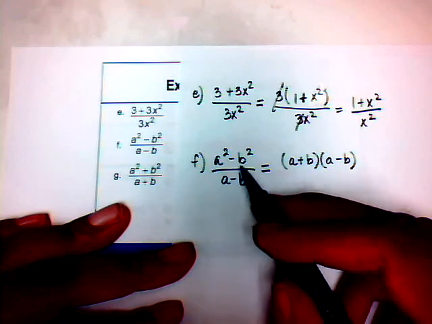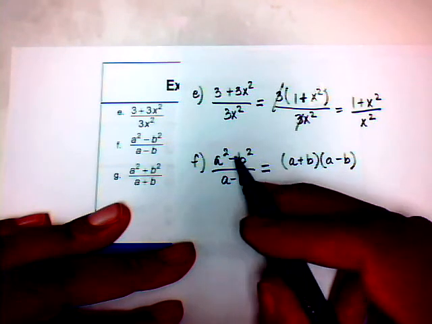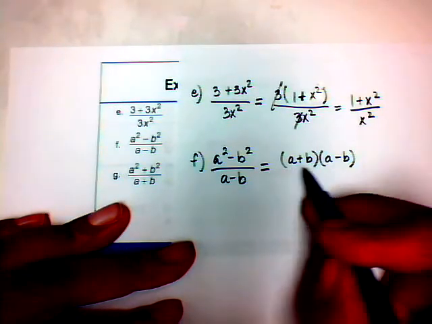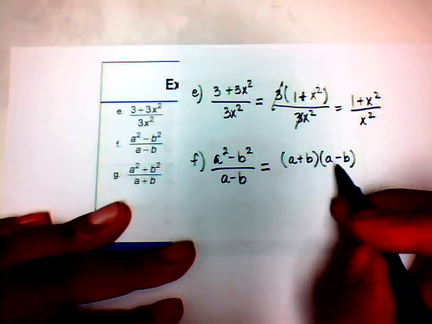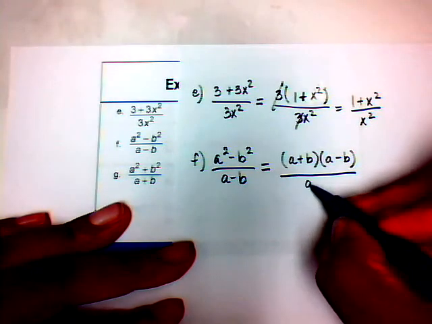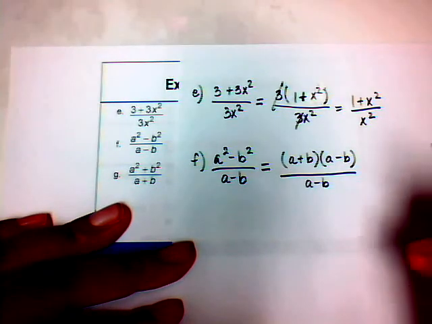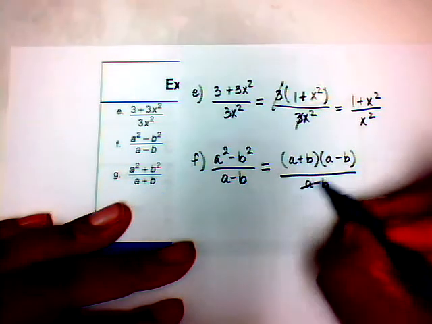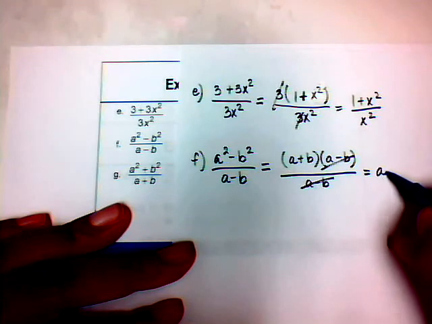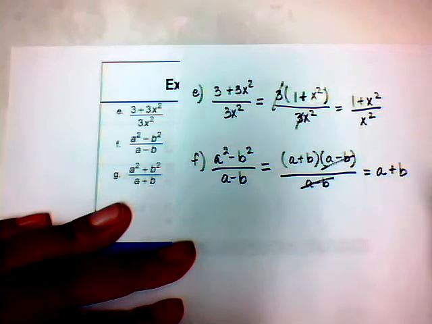That's the difference of squares that was discussed in a previous video. So you do have to get familiar with the difference of squares and how it is factored. This is the way it's factored: a plus b times a minus b, divided by a minus b. Now, as long as a minus b is not equal to 0, I can divide those a minus b's out completely, and you'll just be left with a plus b.